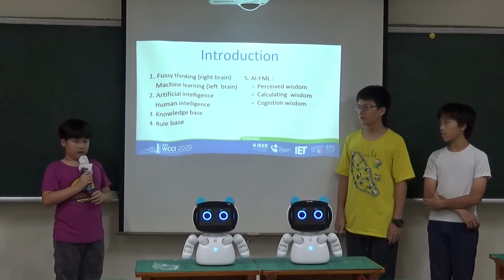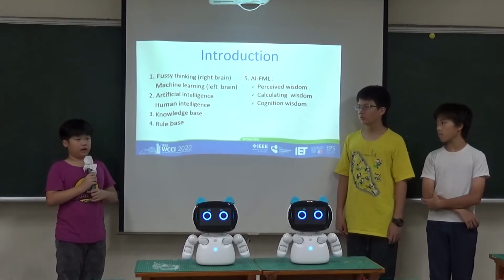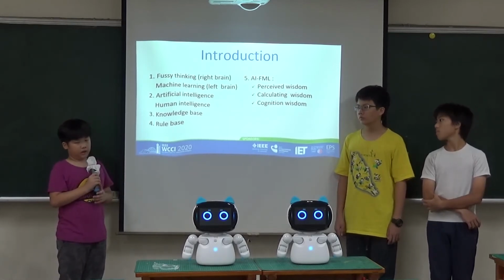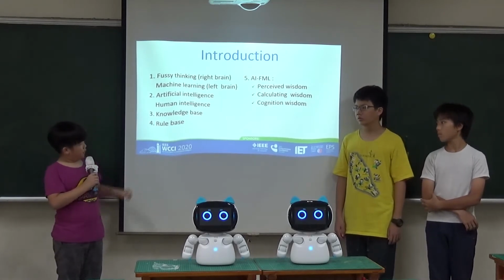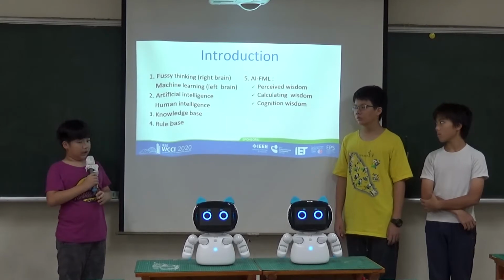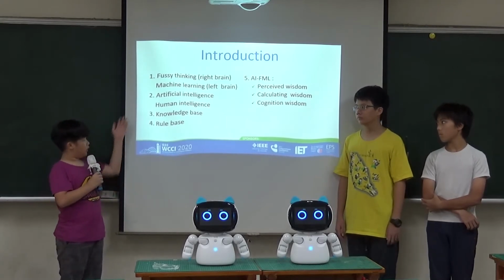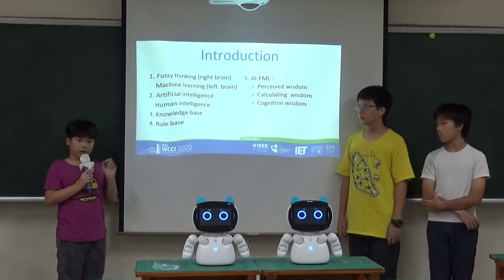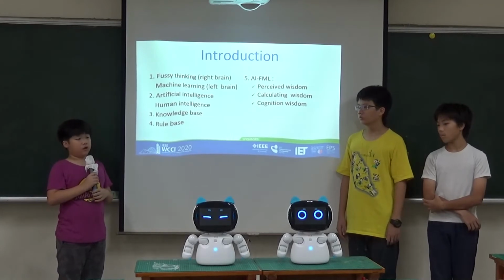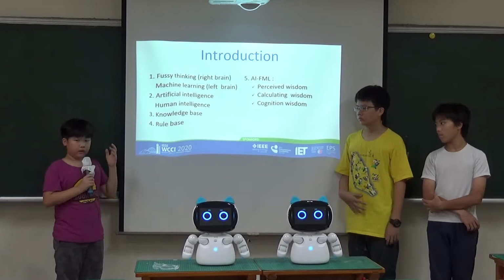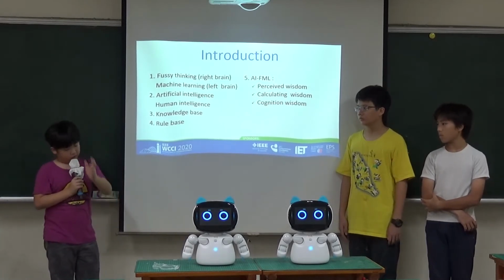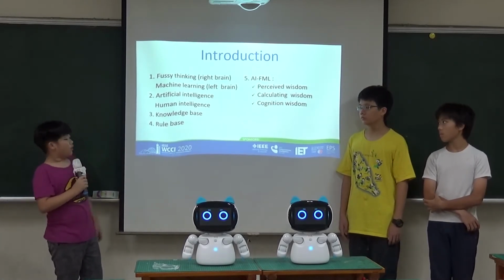Human intelligence is like logical and wisdom knowledge in our human, and it needs a long time to build up. Artificial intelligence is similar to human intelligence, but it is in a machine. However, humans need to put the data, the knowledge, and rules into the machine.